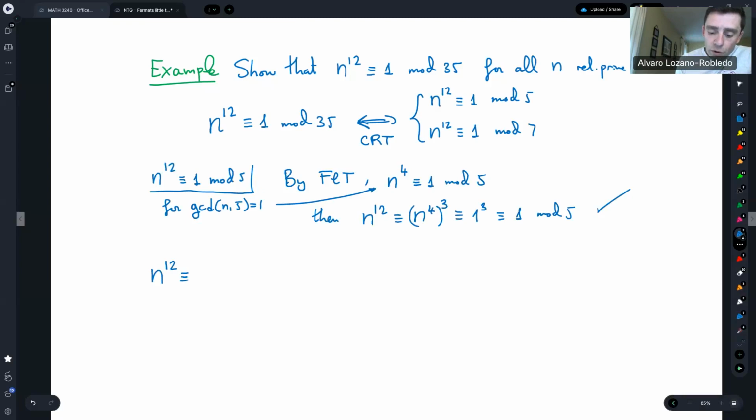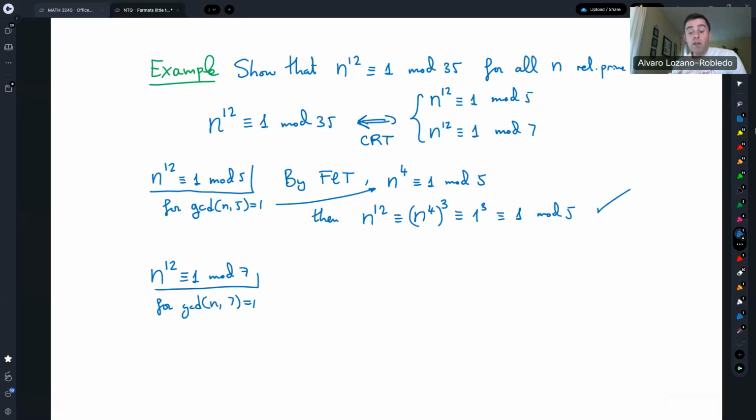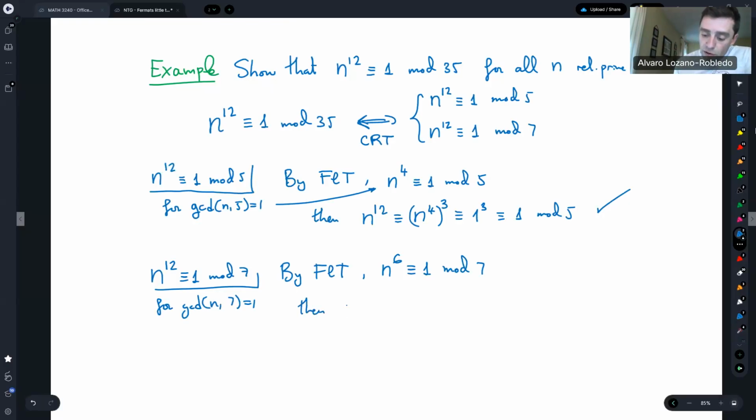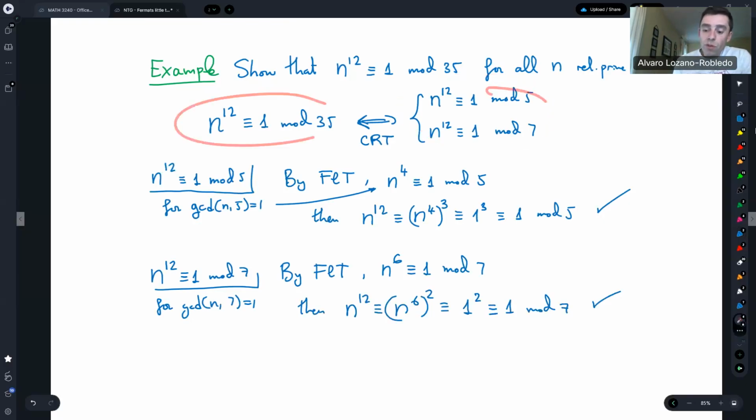What about, is n to the 12 congruent to 1 modulo 7 when the GCD of n and 7 is 1? So for numbers that are relatively prime to 7, yes, it is going to be true. Again, Fermat's little theorem tells me that n to the 6 is 1 for units modulo 7. If a number is relatively prime to 35, it's relatively prime to 7. It's a unit modulo 7, so Fermat's little theorem applies in this form. And then n to the 12 will be n to the 6, to the 2. And by Fermat's little theorem, this is 1 squared, which is 1 modulo 7. So that is true. So these two conditions hold, so this condition holds.